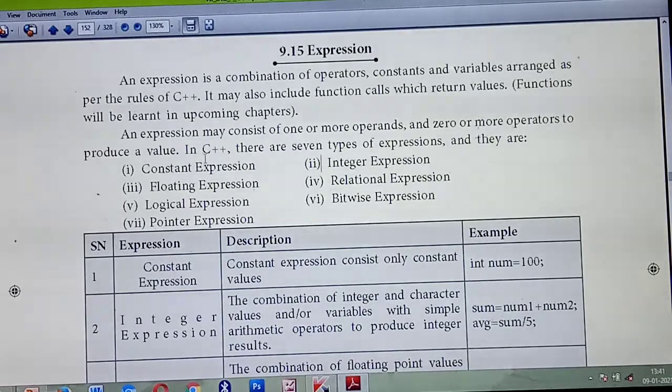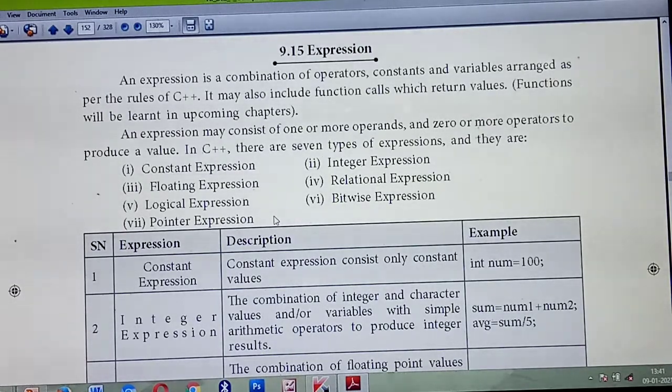Okay. So in a C++ program, there are totally 7 kinds of expressions. Very, very important question: expressions and types of expressions. Very, very important question. Okay. So in a C++ program, how many expressions are there totally?